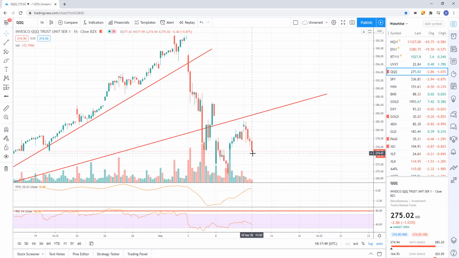And here's tech starting to continue to sell off. So we'll see if this picks up steam into the close and we close at the lows, or if they get some sort of kickback. But in general, I think the market's going lower. So that's my read on it.